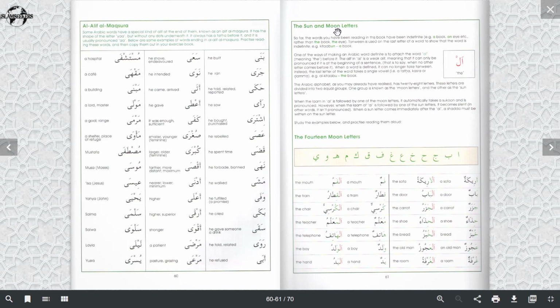Page 61. The Sun and Moon Letters. So far, the words you have encountered have been indefinite. For example, a book, an eye, etc., rather than the book, the eye. Tanween is used on the last letter of a word to show that the word is indefinite. For example, kitabun is a book. The un ending conveys the meaning of the English word a or an.